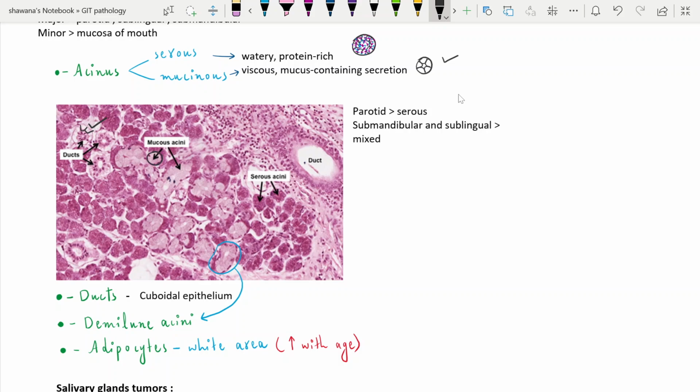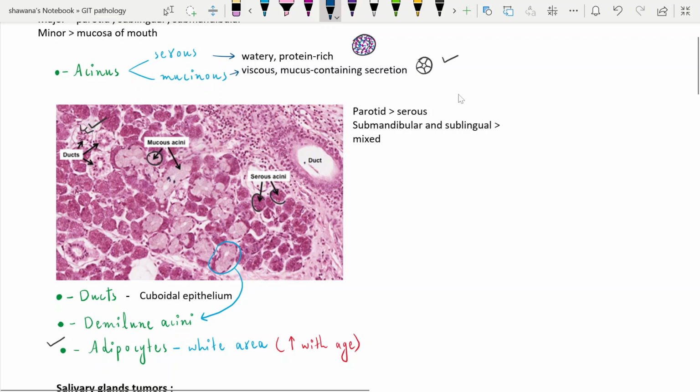Mucinous acini have more empty spaces, while the serous acini are more colorful. You can appreciate here more pink, and under the hematoxylin and eosin stain we can see lightish blue and pink color. Also, you can appreciate that some white spaces are present in the microscopic examination. These are nothing but adipocytes. Adipocytes are present in almost all salivary glands, and the count increases with age.